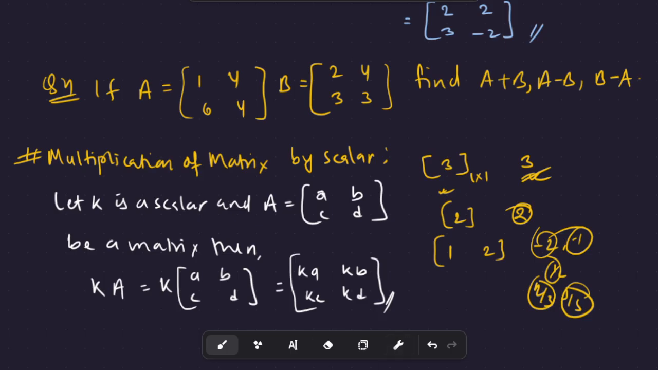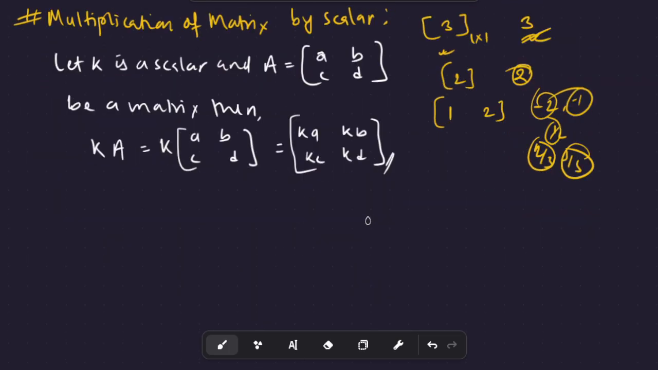Have you got it? Yes or no? Yes, sir. If we need to multiply a matrix by a scalar, the scalar multiplies all the elements of the given matrix. All the elements will get multiplied. Okay. Now let's do an example.